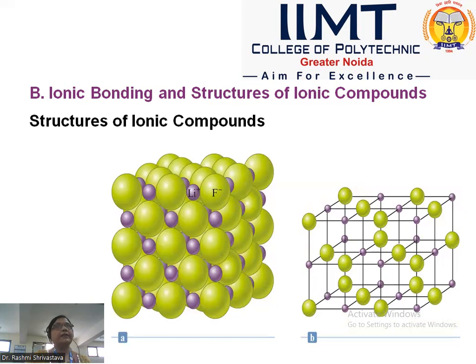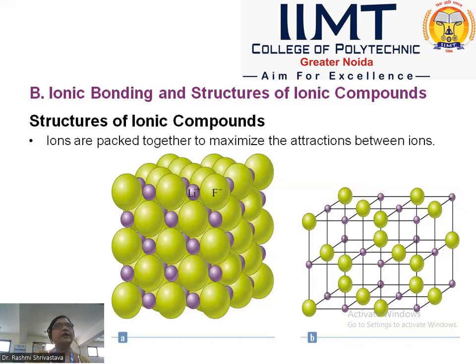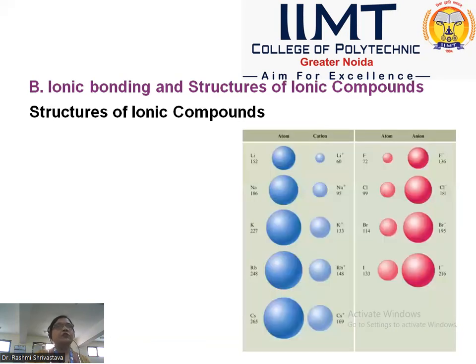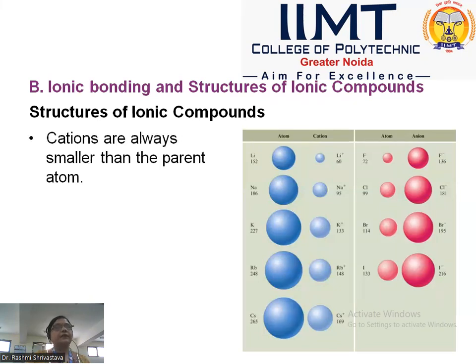Ionic bonding and the structure of ionic compounds. Ionic compounds have a crystalline structure because they are packed very closely to each other and form a crystal. In ionic bonding, one is a donor and the other is an acceptor. The donor is called a cation. Cations are always smaller than the parent atom.